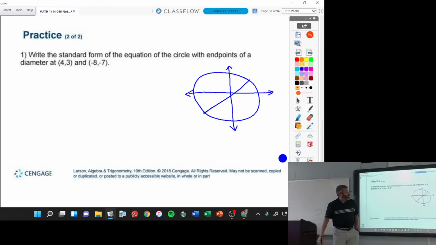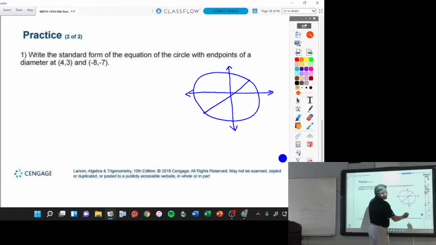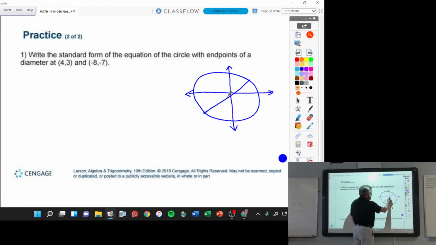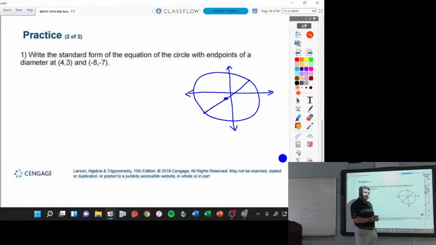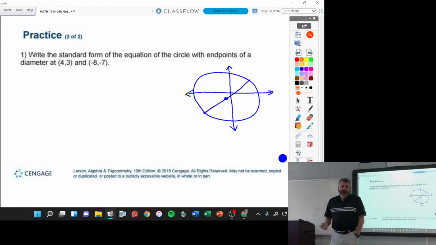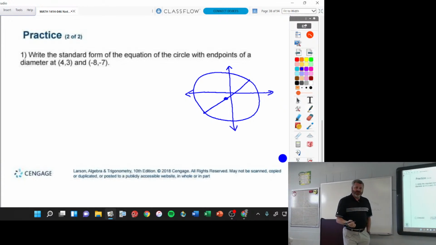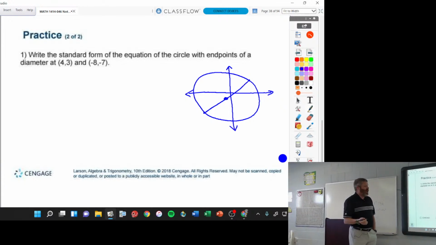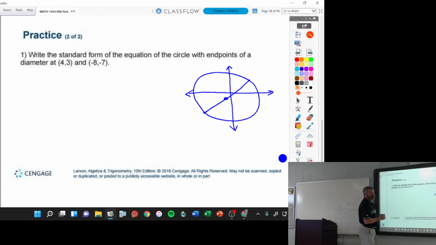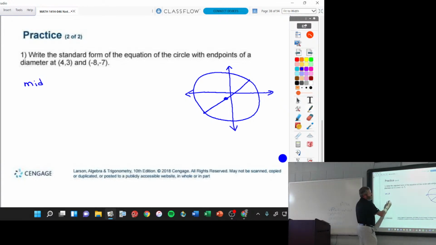So what I need to do is I need to figure out a couple things. I need to figure out what the radius is, okay? I need to figure out where the center of the circle is, and the center of the circle is going to be exactly halfway between the points on the diameter. And we did this in a previous section with finding the midpoint. So the midpoint is going to get me the center of this circle.